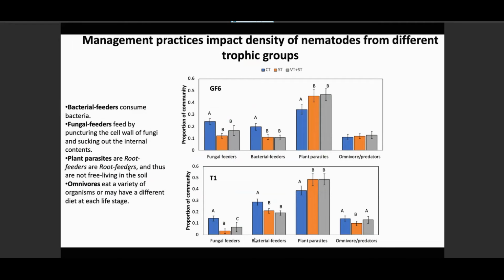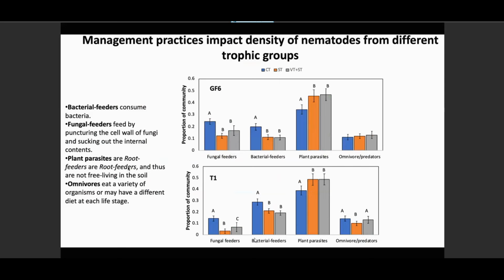And then we characterized this nematode community based on different functional groups. What we see here is that the fungal feeders and the bacterial feeders were significantly higher in the conventional treatment. These fungal feeders and bacterial feeders eat the bacteria and fungi, as the name suggests, and they also feed on the pathogenic microorganisms, and by feeding on them, they also release nitrogen, which can be used by the plants. And the plant parasites, as we have already shown, are much higher in our strip till and the strip till plus VT treatments.